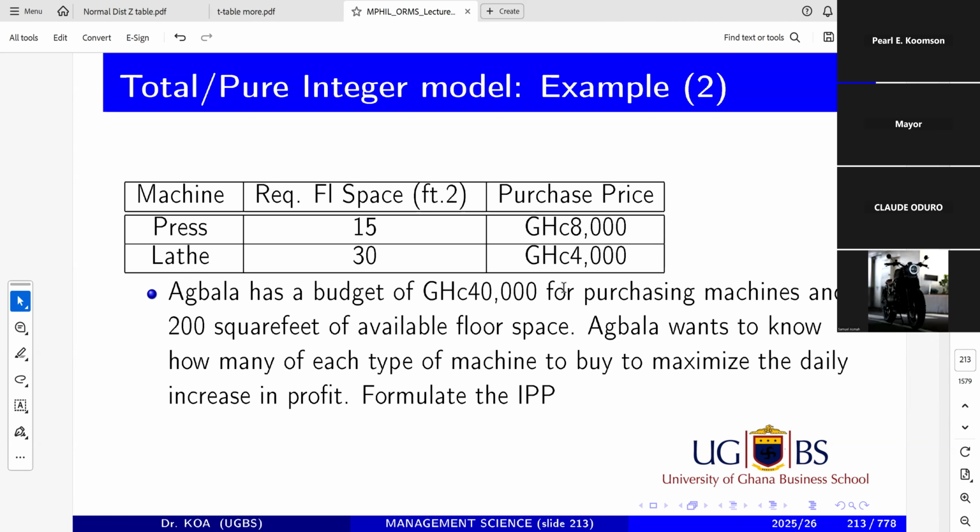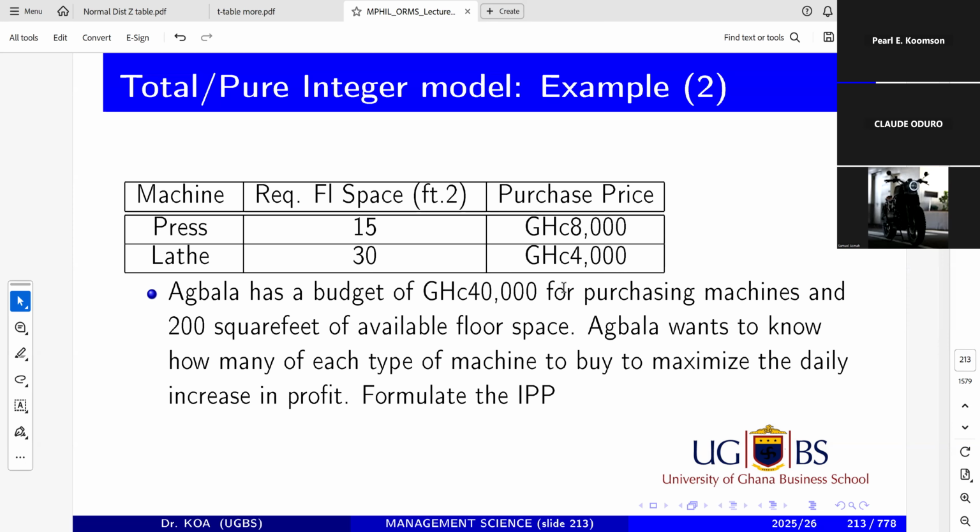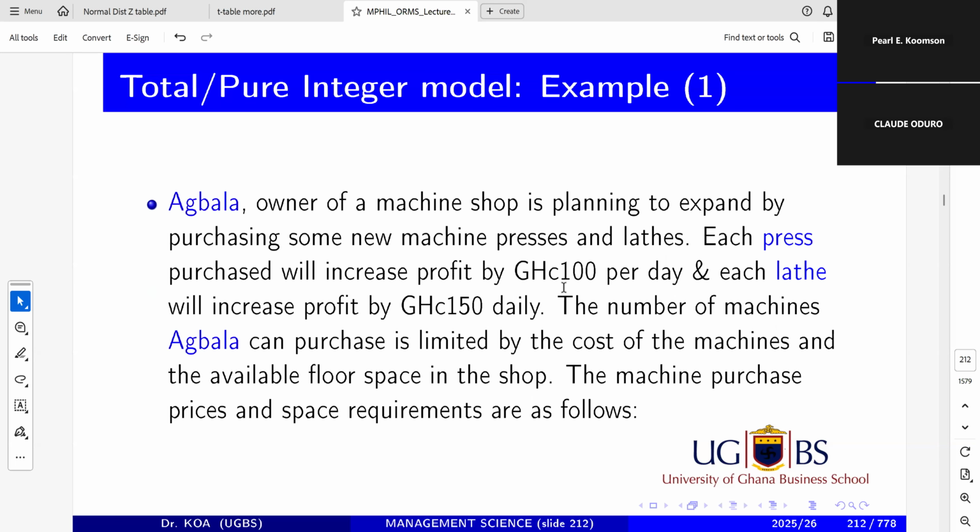So x1 and x2 should be integer. That's it, 2 marks. x1 and x2 are supposed to be integers because they cannot be decimals. That's the most important thing. The rest of the formulation is very simple, and everybody here should be able to formulate. So what will be the objective function? Badake.